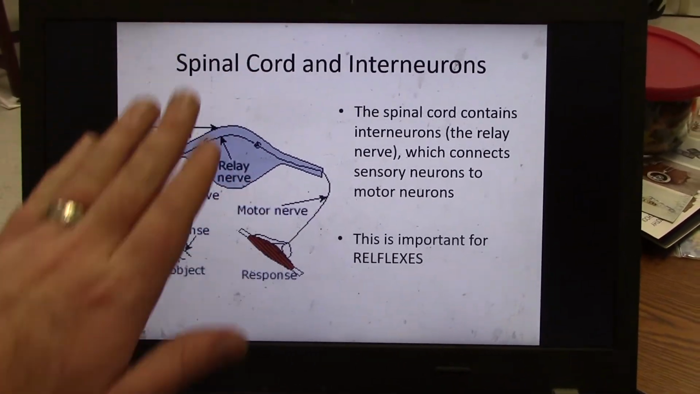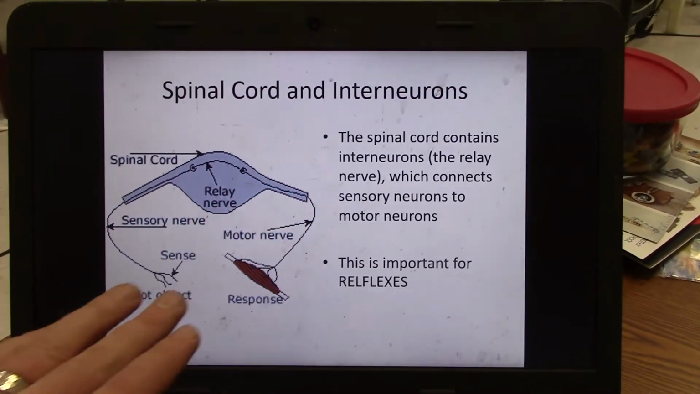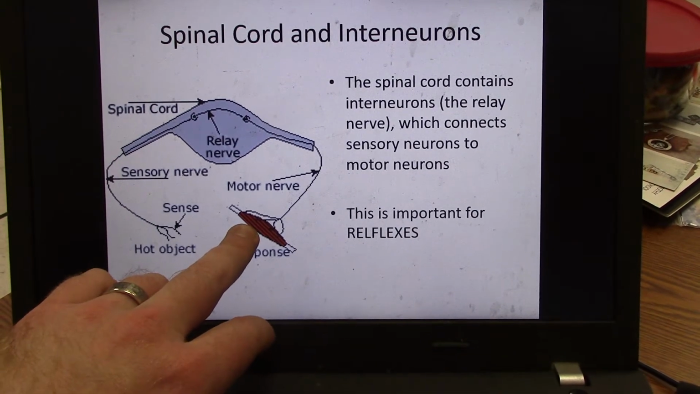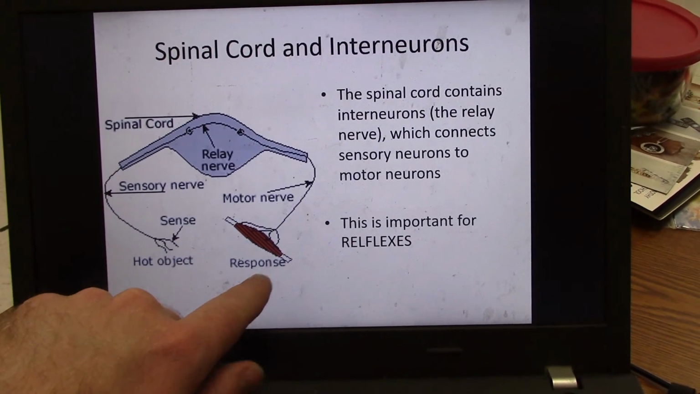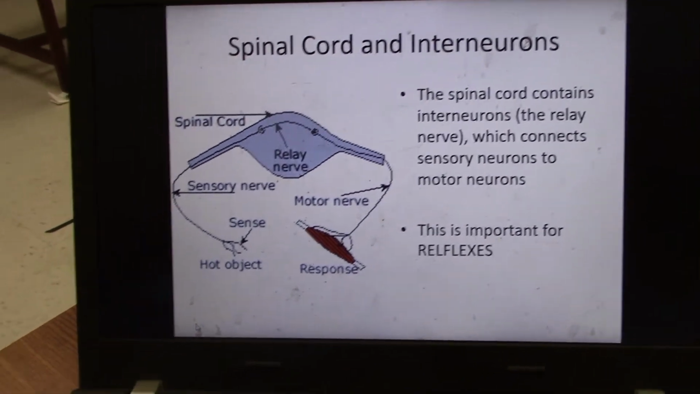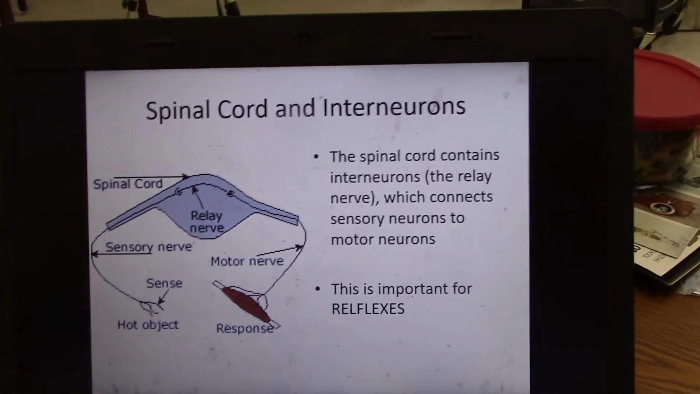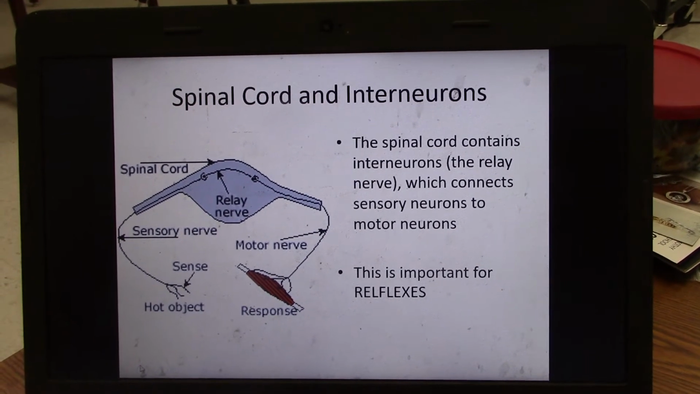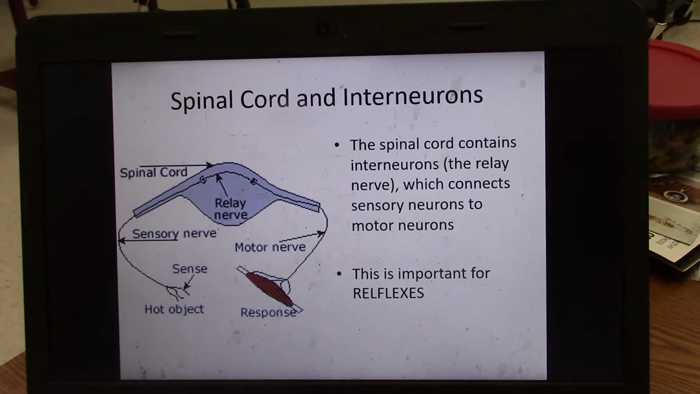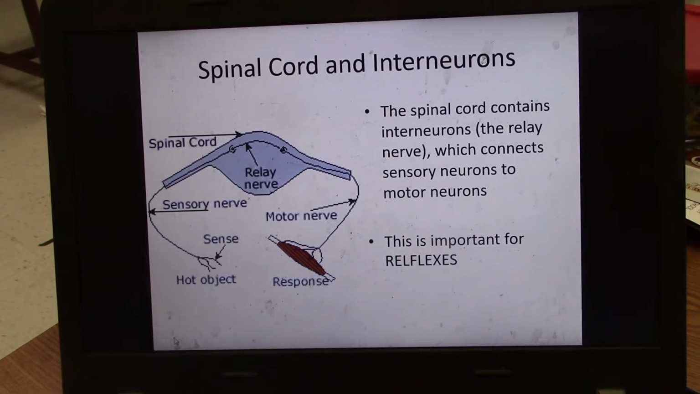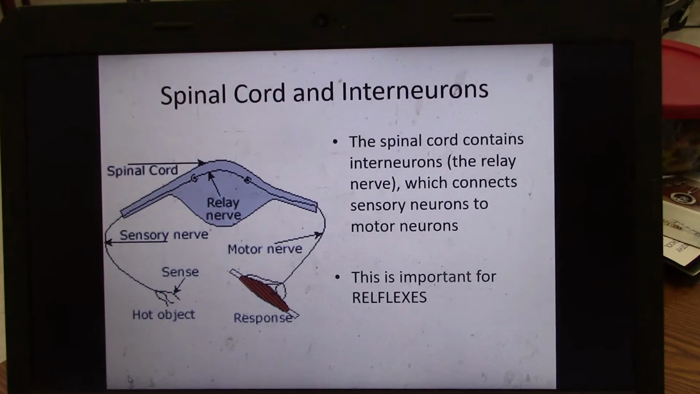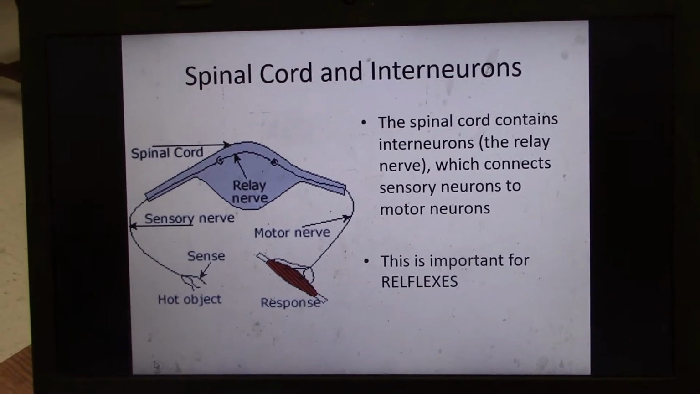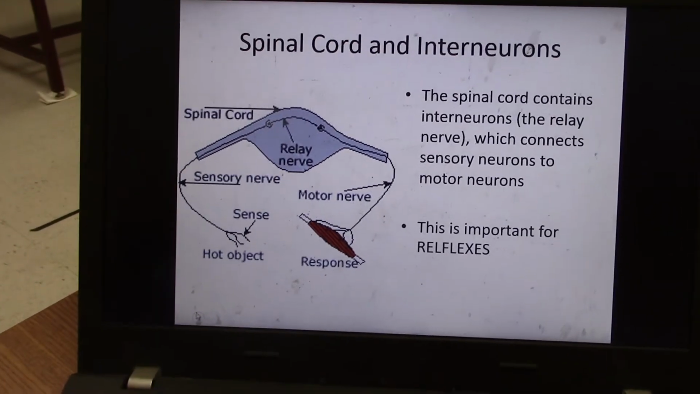So if it doesn't have to go to the brain, it can just come from the spinal cord and right back to the effector, which would be the organ or the part of the body that needs to respond to the stimulus, that can happen a lot faster. All right, so the spinal cord contains interneurons, which connect sensory neurons to motor neurons, and this is important for reflexes. So the interneuron does that initial interpretation to determine if a reflex is necessary or not, and that'll be determined by what we consider threatening, all right?